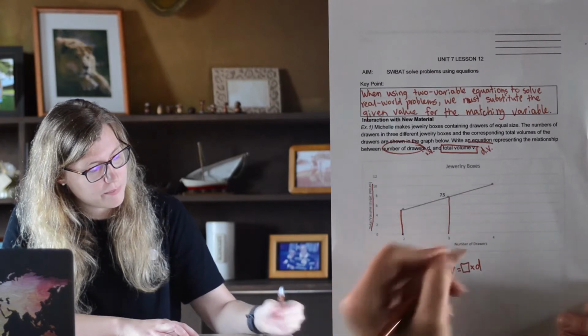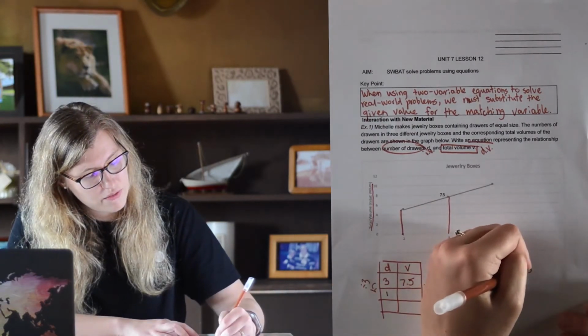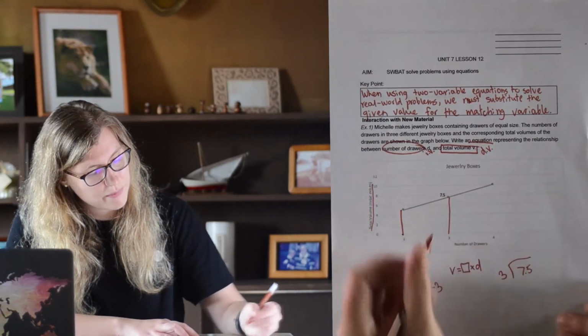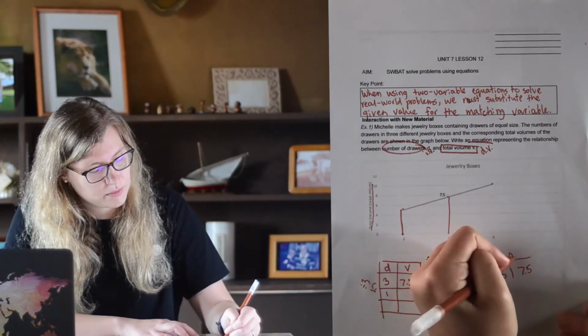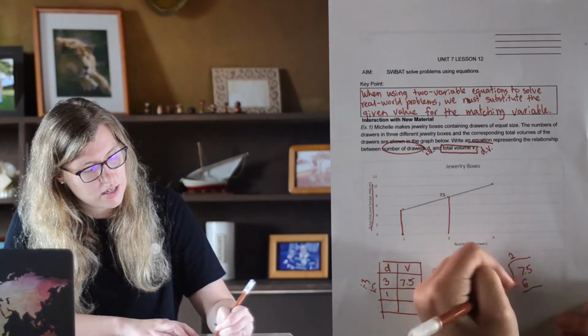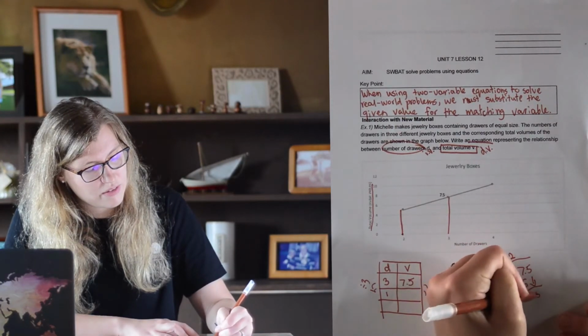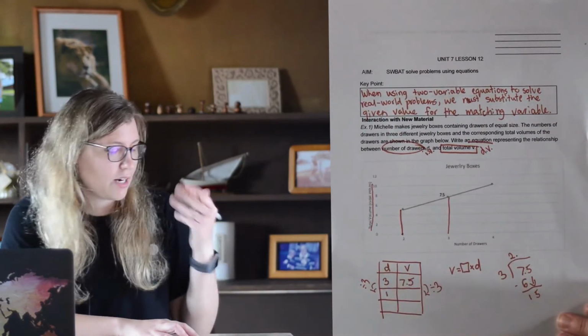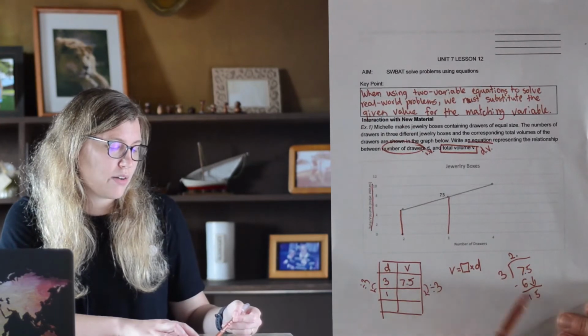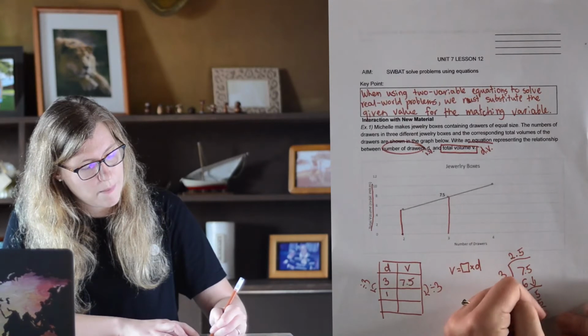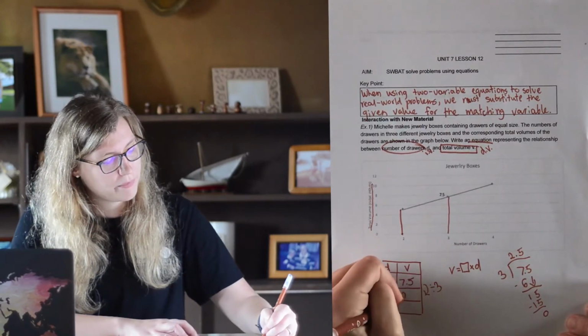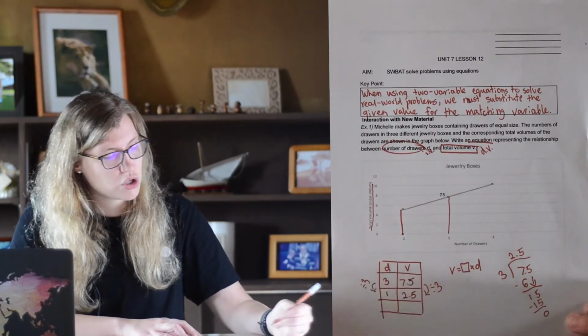Divide by 3. So 7.5 divided by 3. 3 goes into 7 2 times. 2 times 3 is 6. So I'm left with 1. Bring down my 5. I cannot forget about my decimal right there. How many times does 3 go into 15? Well, 5 times. 5 times 3 is 15. I'm left with nothing. So one drawer has a volume of 2.5.